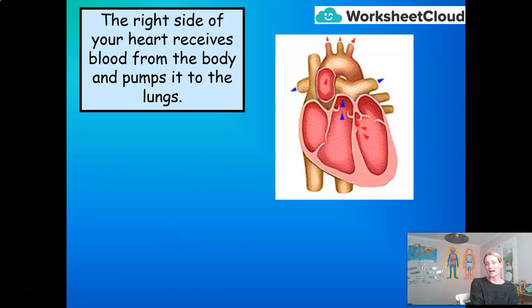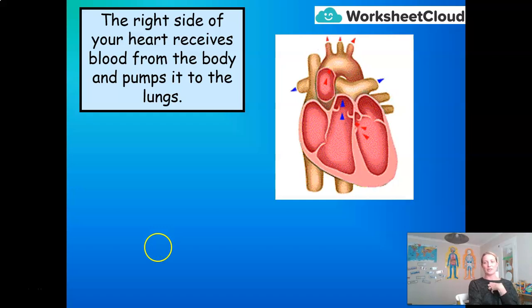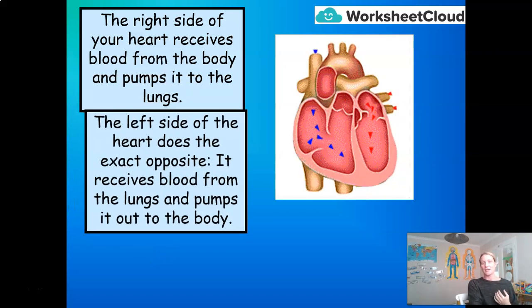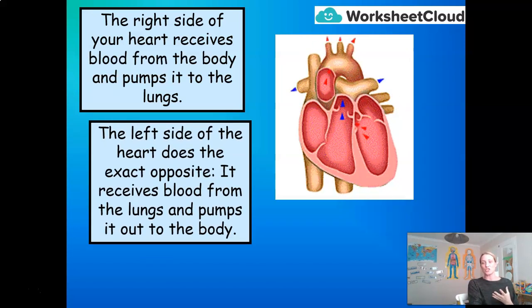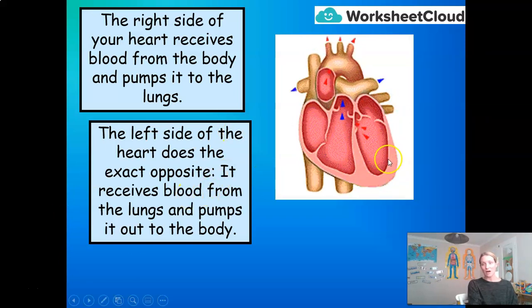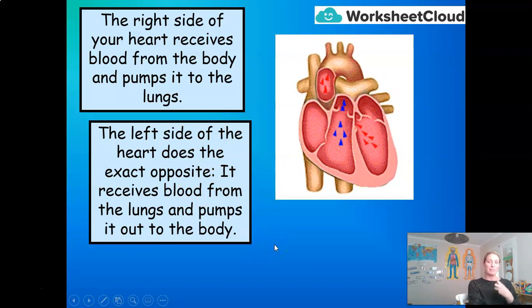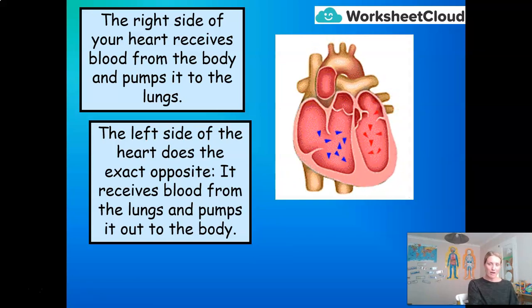So the right side of your heart receives blood that's coming back from the body that's a bit stale and got all the gunk in that we want to breathe out, whereas the left side takes the oxygenated blood from the lungs and pumps it to the rest of the body. The left side of the heart here, you'll see, is a thicker muscle because it needs a lot more strength to pump that right the way down and right the way up to the top of your head and the tips of your toes.